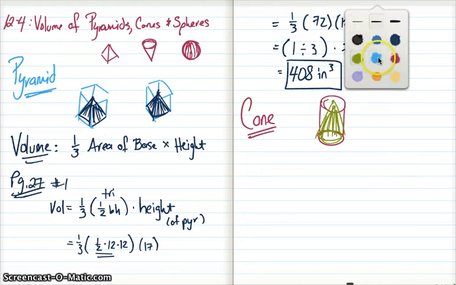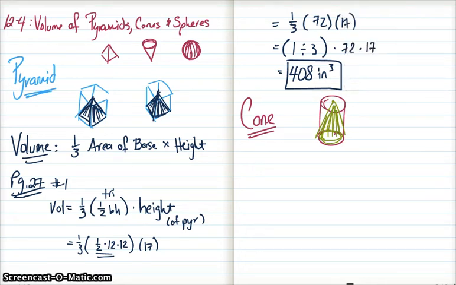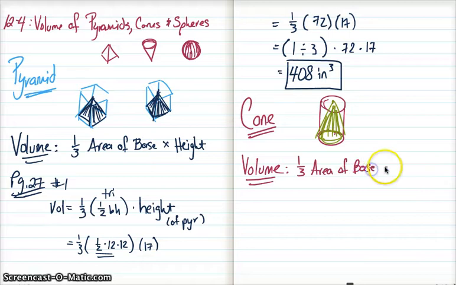So when we're talking about calculating the volume of a cone, we can say that it's 1/3 the area of the base times the height. So same idea, 1/3 area of base times height.